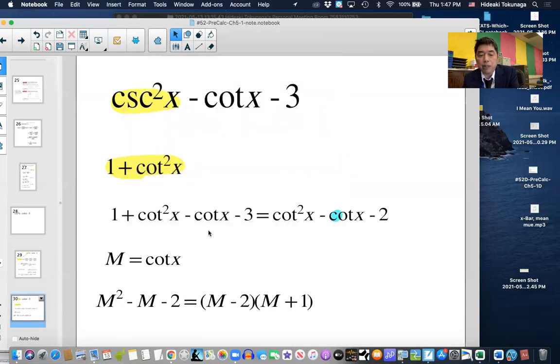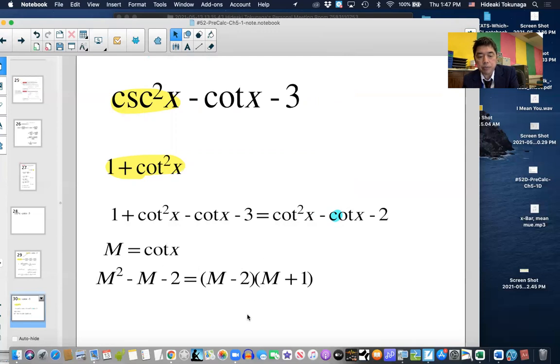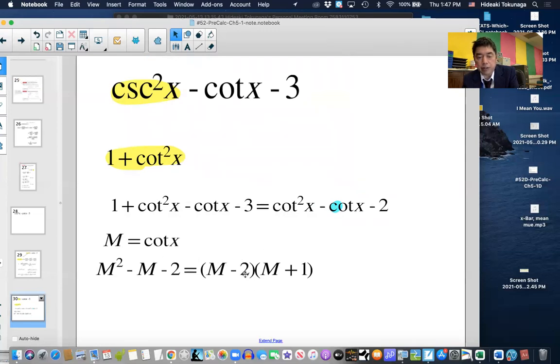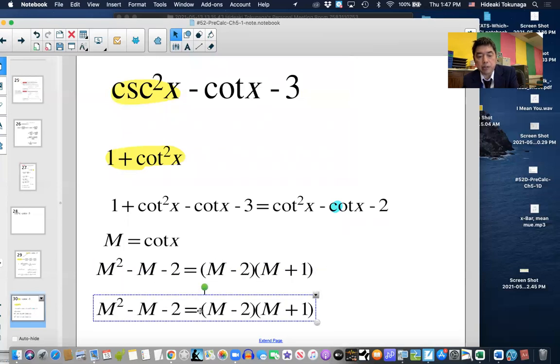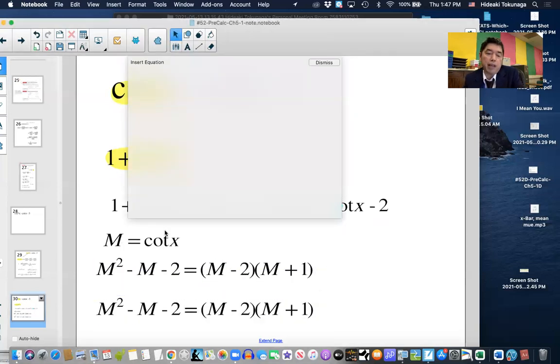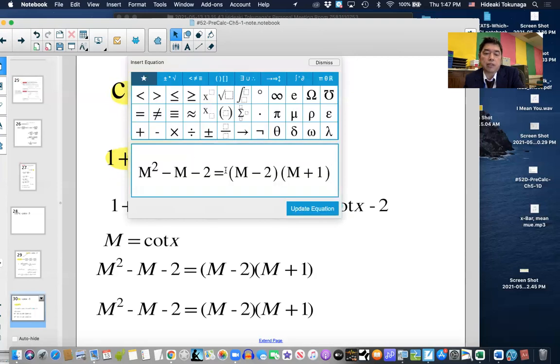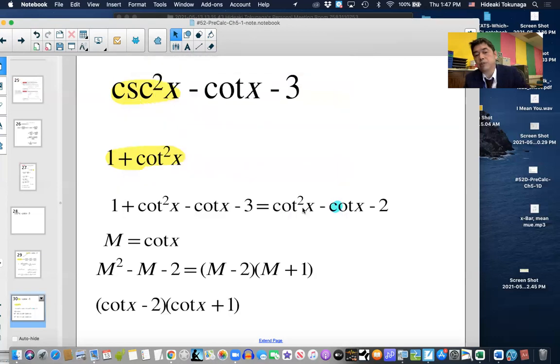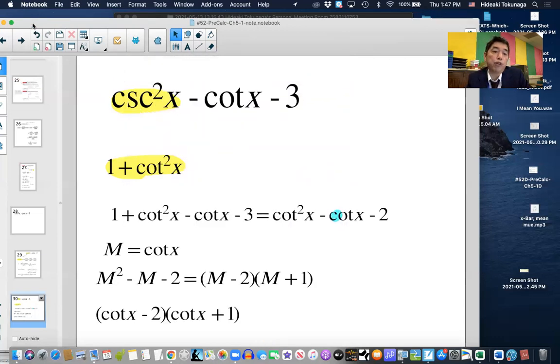Now you can bring this one back here. This is going to be the same expression. However, you have to rewrite M equal to cotangent x. So it's going to be cotangent x minus 2 and cotangent x plus 1, with no more square sign. That's it. This was example 4.